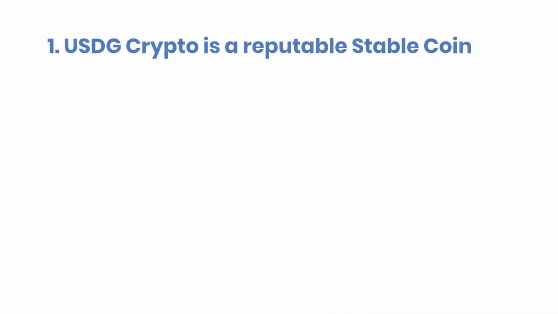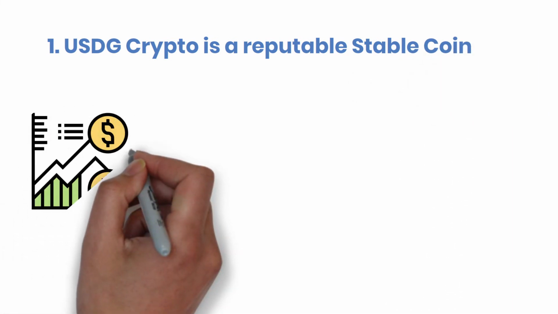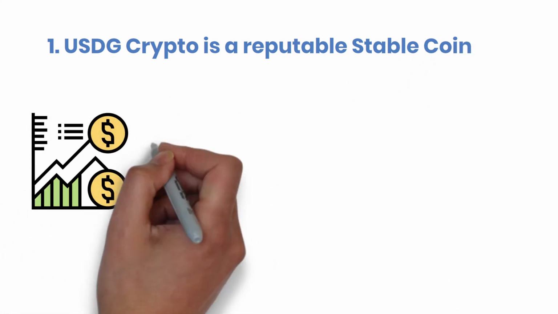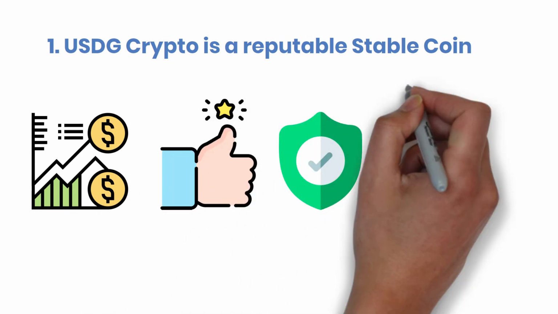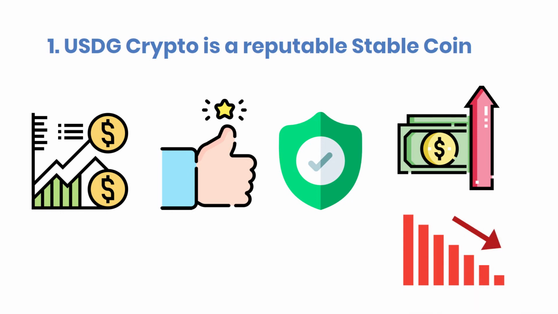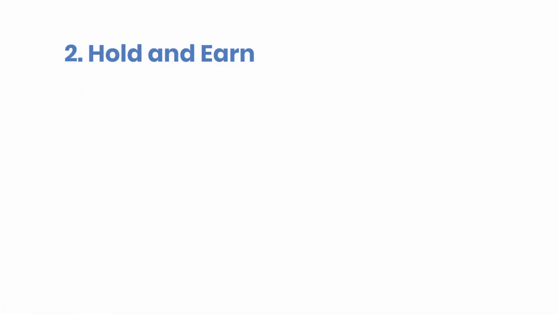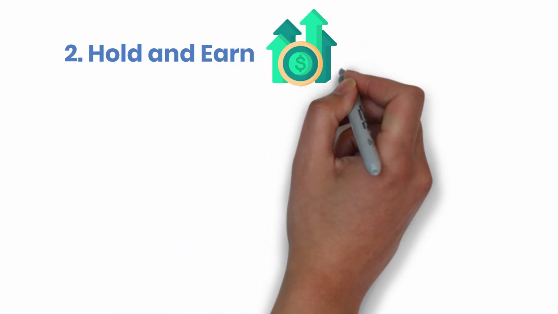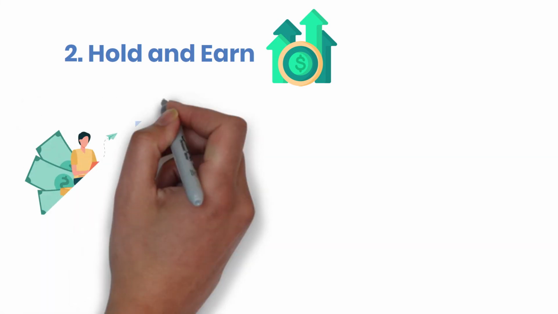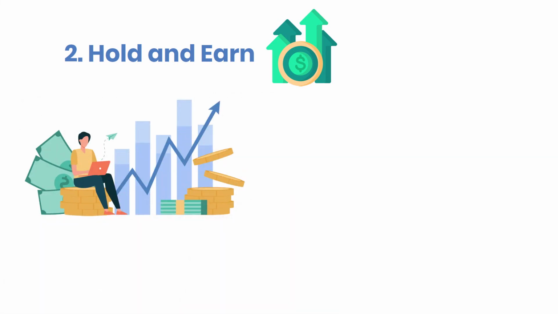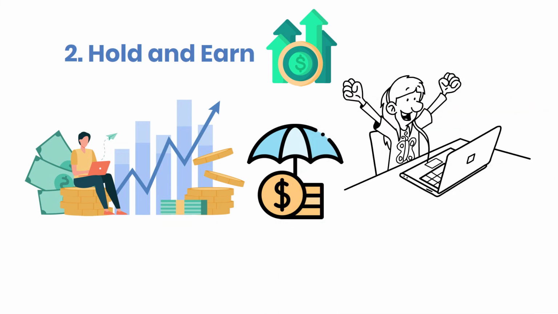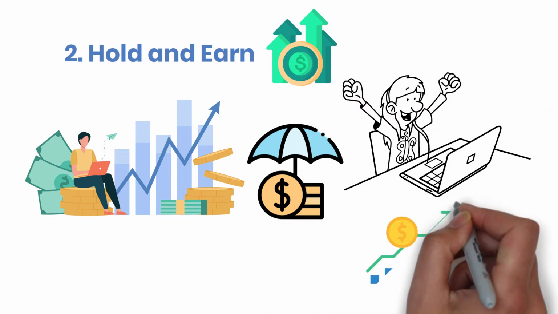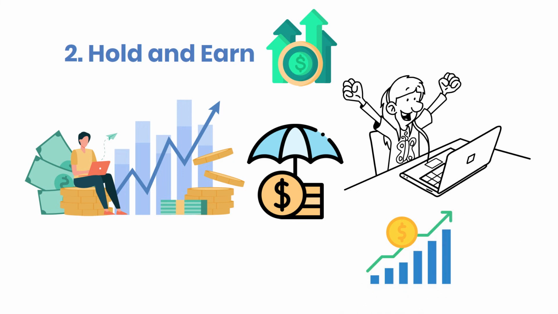Number one, I've already mentioned that USDG coin is a stablecoin backed by an exchange with a solid reputation. USDG is a safe bet against inflation and bear markets. Number two, you can hold and earn with USDG Crypto. USDG is attractive because it allows investors to earn while keeping their investment safe. It enables investors to get a high annualized yield percentage of return. This stablecoin is simply a win-win.